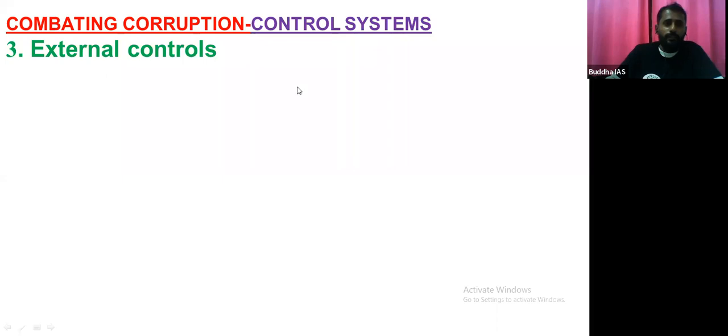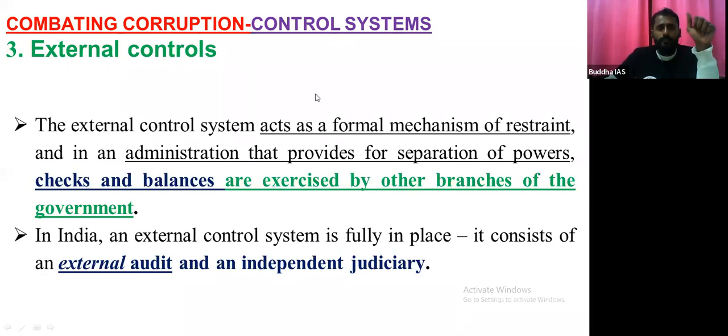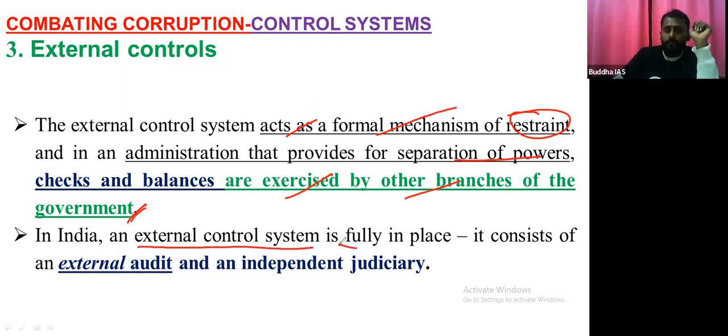Okay, coming to the external controls, we just discussed what is judiciary and what is audit. External control systems act as a formal mechanism of restraint, and in an administration that provides for separation of powers, checks and balances are exercised by other branches of the government. In India, an external control system is fully in place. It consists of external audit and an independent judiciary.